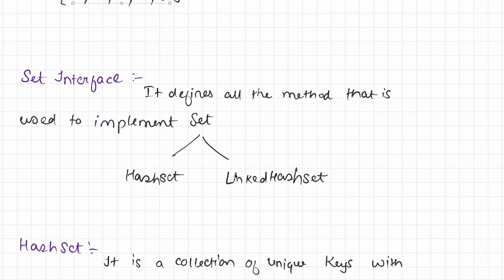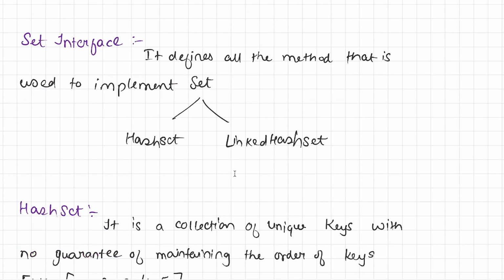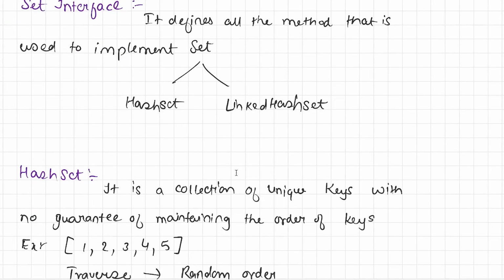Now, let's talk about what the Set interface is. The Set interface is the topmost interface in the set collection classes, and this interface defines all the methods that are used to implement a set. There are two general purpose classes that implement the Set interface. Number one is the HashSet and number two is the LinkedHashSet. Now let's understand the first class, that is HashSet.